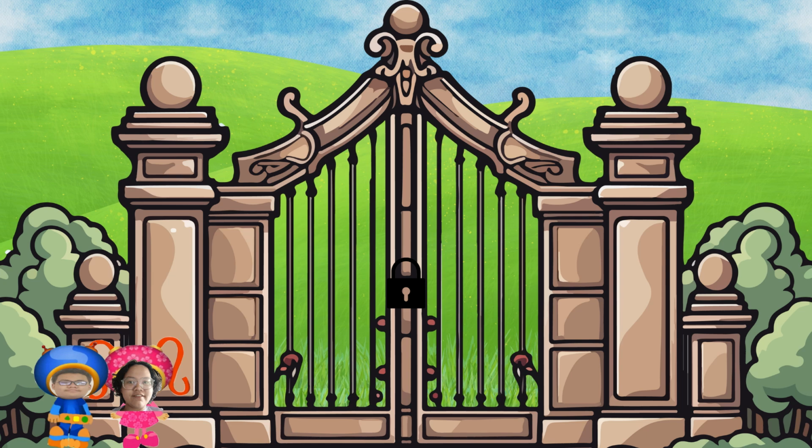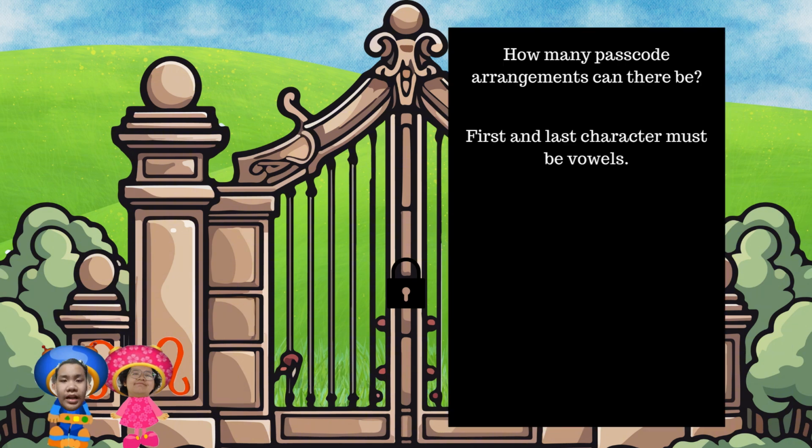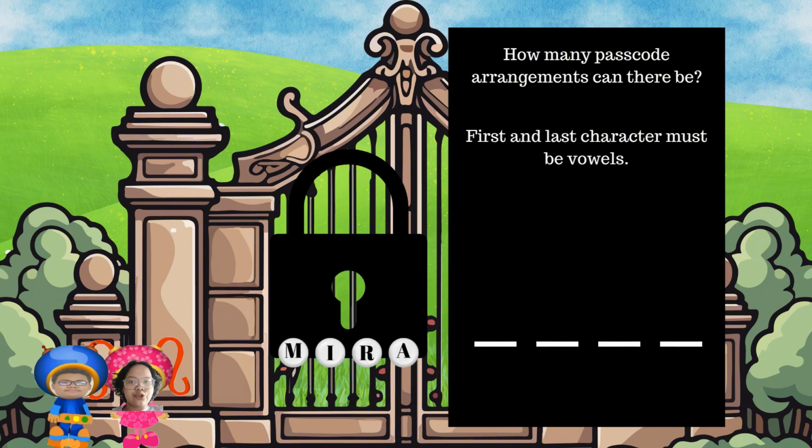Oh no! The permutation monsters have locked the gate! We're trapped! But wait, Mili, there's a clue here on the keypad. Look, the screen says, how many possible passcode arrangements can there be? It also says that the first and last characters must be vowels. The buttons are labeled M, I, R, and A.